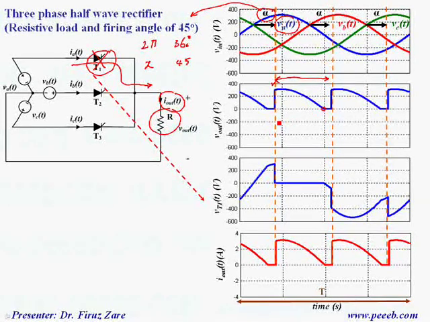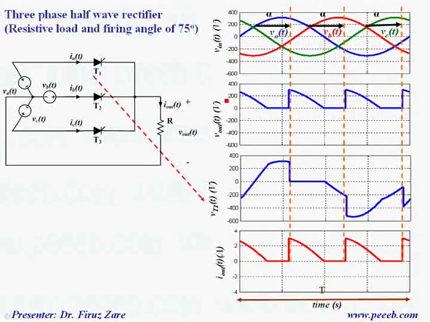So we can actually split this period into this interval, which means T1 is on, and over this time, which means T1 is off. So this is natural commutation. That means we haven't forced this thyristor to be turned off. This thyristor has been turned off because of this type of load, because of resistive load. That means because the output current is getting negative, this thyristor is turned off.